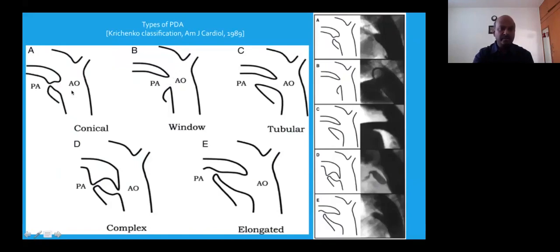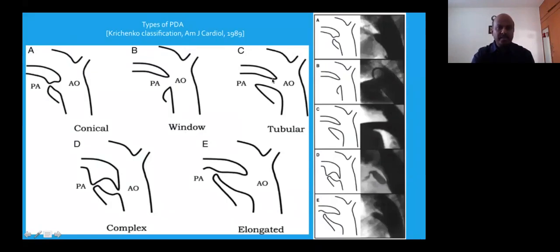Now, if you look at this type A, this portion is called the aortic ampulla, the wider section, the aortic end. And this is called the neck of the PDA at the pulmonary arterial end, where commonly the constriction occurs. But here the constriction has happened at the aortic end, with the result that you have an inverted funnel-like picture. This is called a window type of PDA.